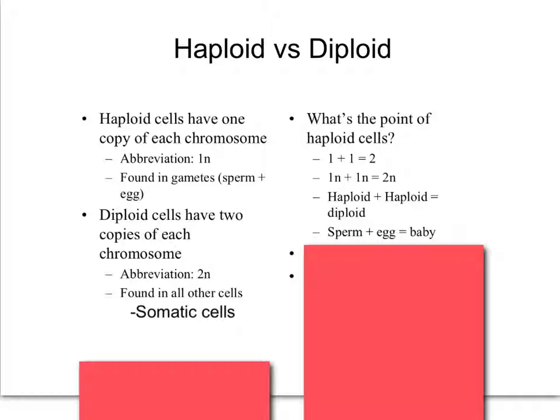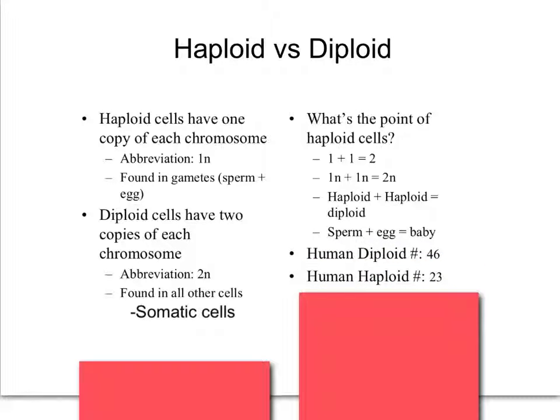Okay, so you need to have a half of the chromosomes plus another half of the chromosomes equals a full individual. Right? That's the whole point of sex, biologically speaking, is to make a new baby that is basically half mom and half dad. So every organism has a haploid and a diploid number. So for humans, our diploid number is 46. So all of our diploid cells have 46 chromosomes, and the haploid number is 23. Our sperm or our egg cells have only 23 chromosomes in them.